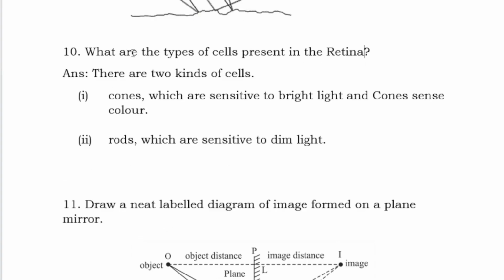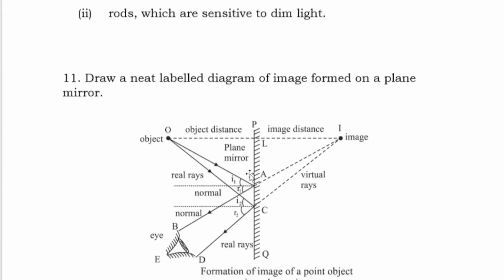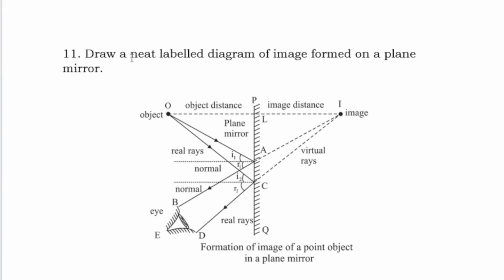10th question, what are the types of cells present in the retina? Answer, there are two kinds of cells. First one, cones, which are sensitive to bright light and cone sense color. Second type of cells are rod cells, which are sensitive to dim light. 11th question, draw a neat label diagram of image formed on a plane mirror. So, this is the image with suitable labeling. You need to practice.